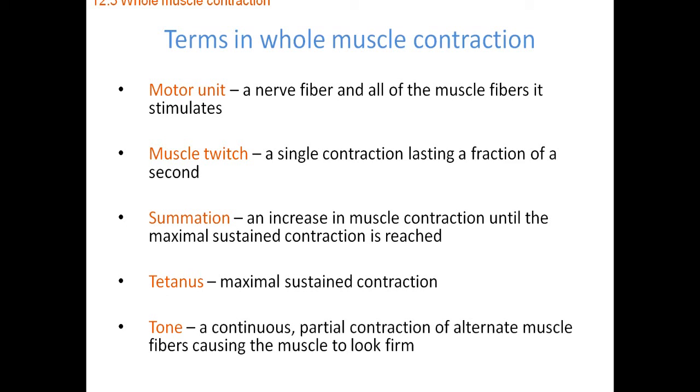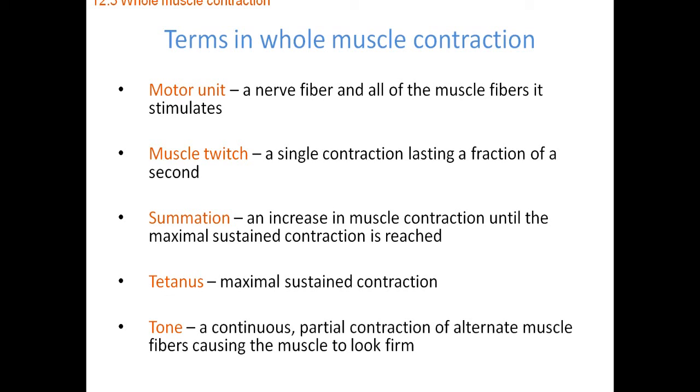Okay, now let's talk about how muscle contraction occurs. So, terms in whole muscle contraction. These are some terms that go with how a group of muscles contracts. The first term is called a motor unit. A motor unit is the nerve fiber and all the muscles that it goes to.